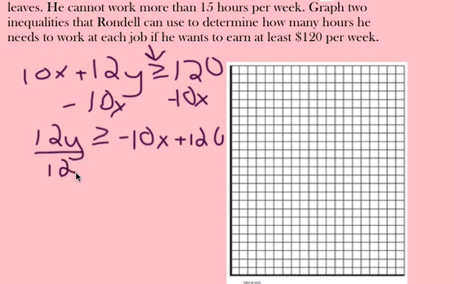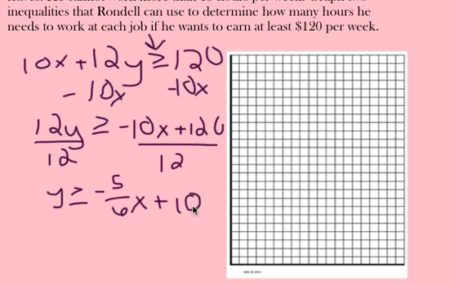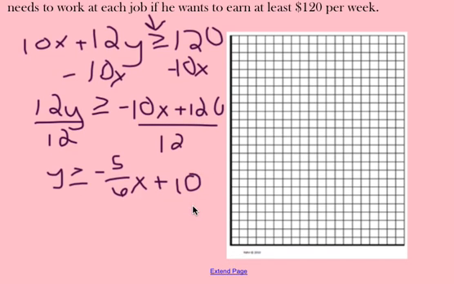Then I'm going to divide both sides by 12, and I end up getting y is equal to negative 10x divided by 12, which can be reduced to a pretty easy fraction, negative 5/6 x plus 10. So that's one of our restrictions. Let's go ahead and graph that one.